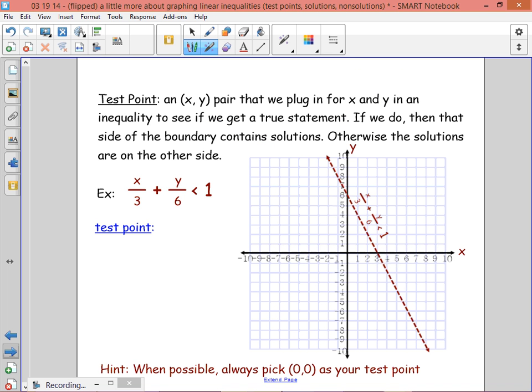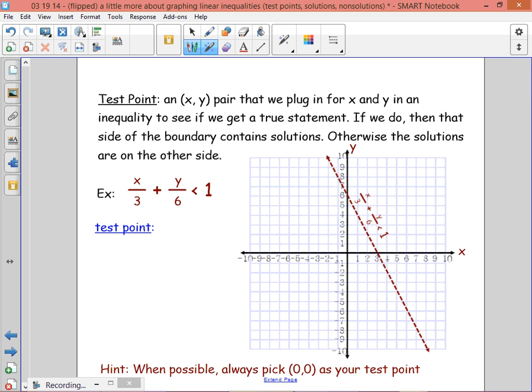All right, now let's try one more thing with the test point. Actually, let's talk about what a test point is a little bit more. A test point is an x-y pair that we plug in for x and y in an inequality to see if we get a true statement. True statement is the key word there. If we do get a true statement, then that side of the boundary, or that side of the line, contains solutions. Otherwise, the solutions are on the other side. It comes in handy when we do not have things solved for y and we don't want to solve them for y.